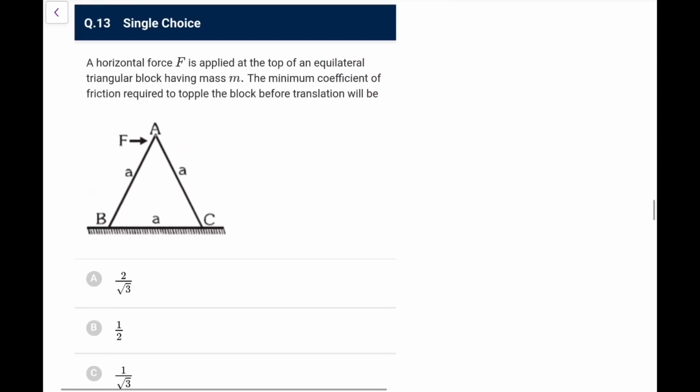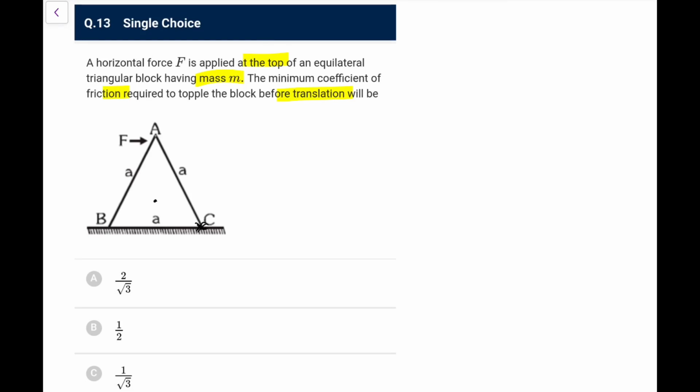Next, force F is applied at the top of an equilateral triangle of mass m. What is the minimum coefficient of friction required to topple the block before translation? So it should topple before translation. For toppling, this would be the point that I am considering. About this, it will topple.